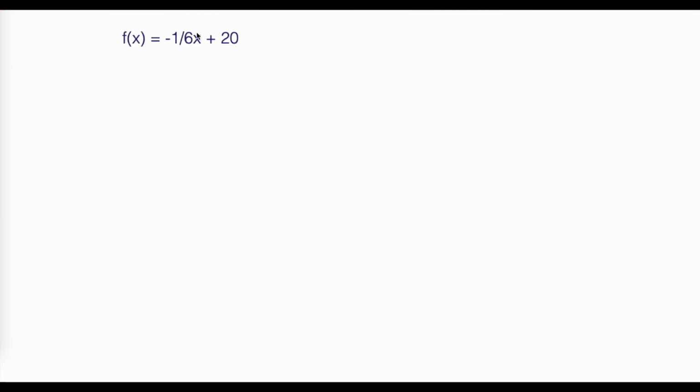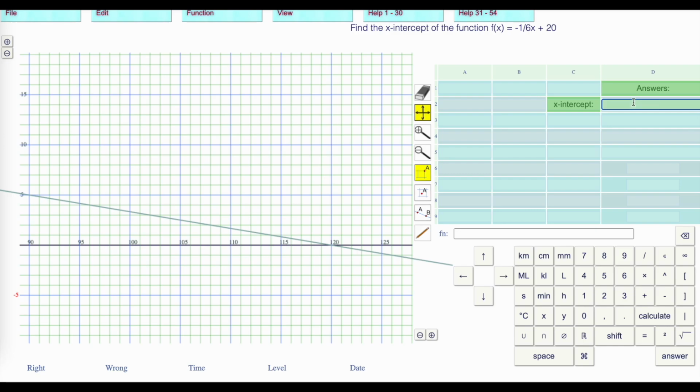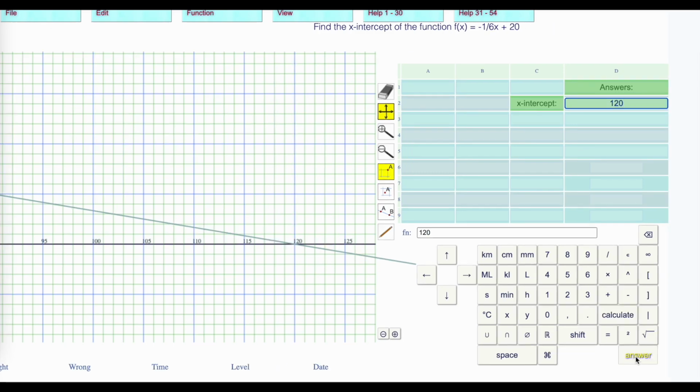To get these zeros, or the x-intercept, we're going to set the y value to 0. Negative 1 divided by 6 is negative 0.16 repeating, x plus 20. I want to get rid of this 20. I'm going to subtract 20 from both sides. That gives me negative 20 is equal to negative 0.16 repeating x. Then to get rid of the negative 0.16 repeating, which is multiplying the x, I'm going to divide. If I divide on the right-hand side, I have to also divide on the left-hand side to keep everything balanced, and that gives us 120 is equal to x. The x-intercept is 120. Press answer to see if we're right.